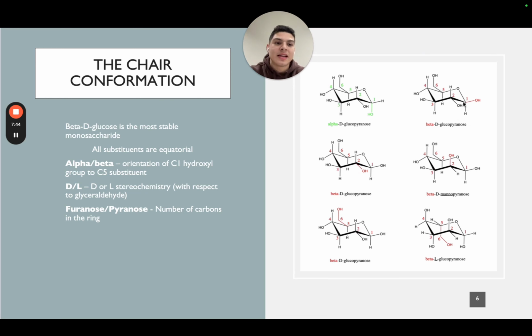Now, if we were to flip it, then you could say this is down and this could also be down to form that beta as well, if we just rotate it 180 degrees. I don't want to confuse you, so if that didn't make sense, just ignore it.